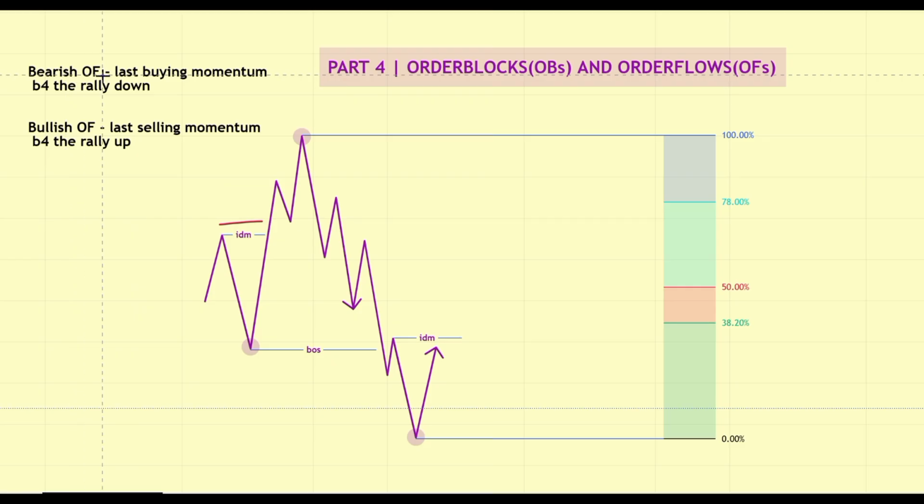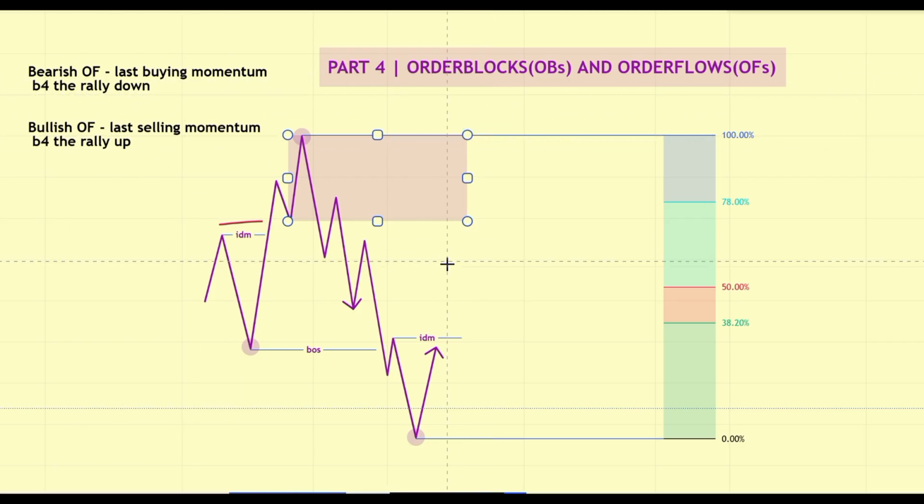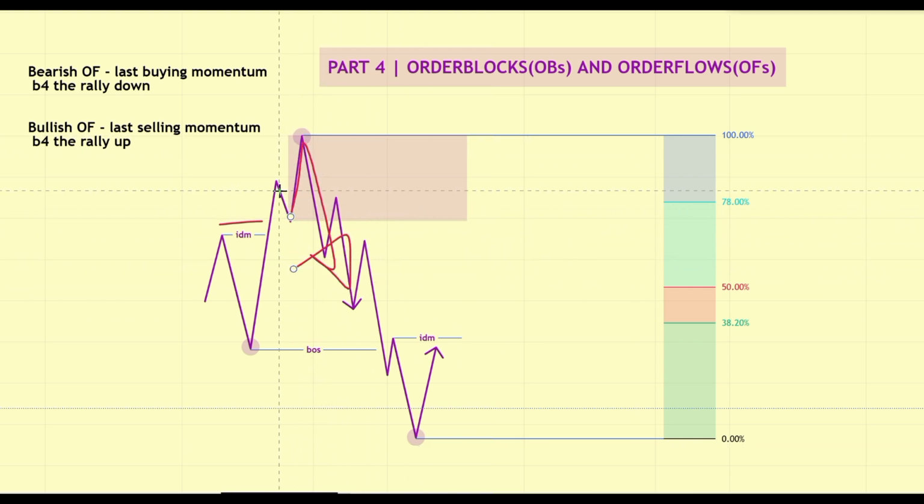This is the definition of a bearish order flow. OF is the abbreviation of order flow, just like you can see on the heading: order blocks for OB and order flows for OF. The bearish order flow is the last buying momentum before the rally down. You start mapping the order flow at the extreme of the trading range or the impulsive move. This here was the last buying momentum before the rally down, and that's the reason I mapped this part as the order flow.